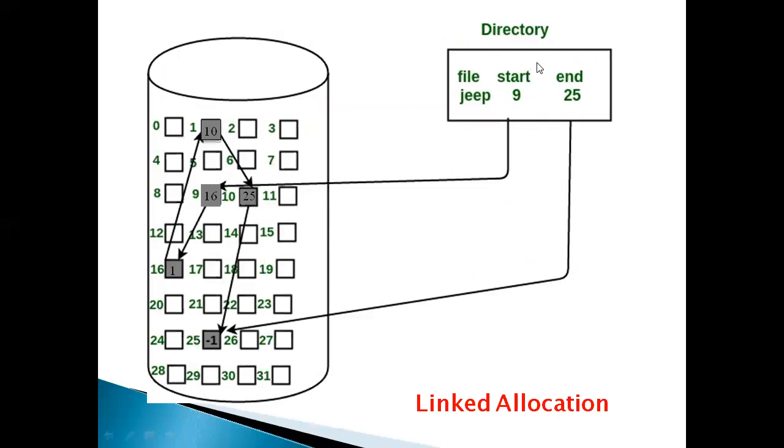And this is the directory. The directory consists of the starting block and the end block of the address. So what is the name of the file? The name of the file is G. The starting address of the block is 9.